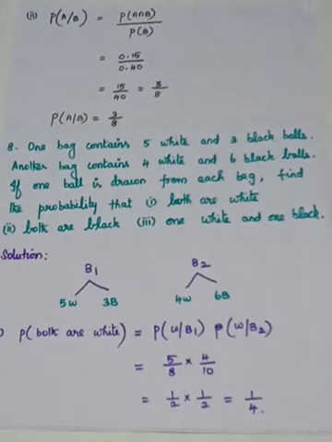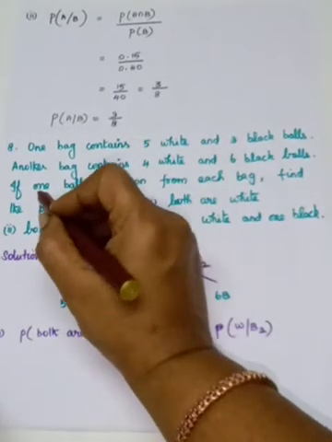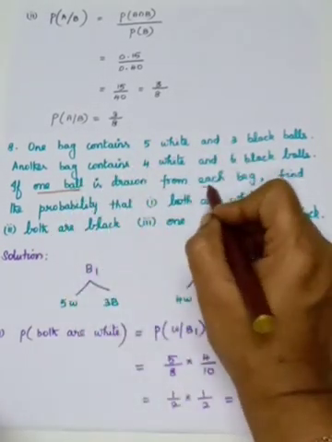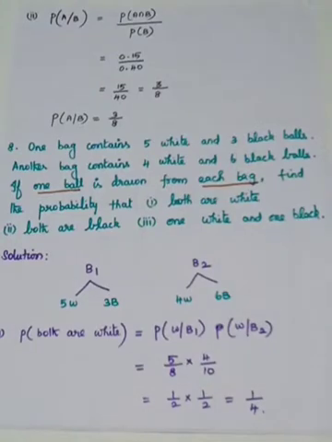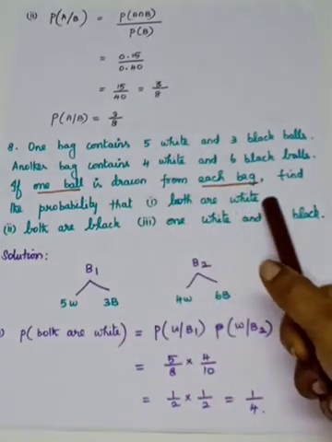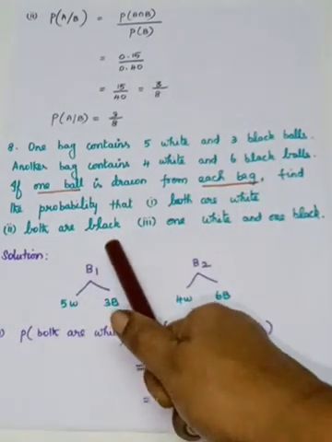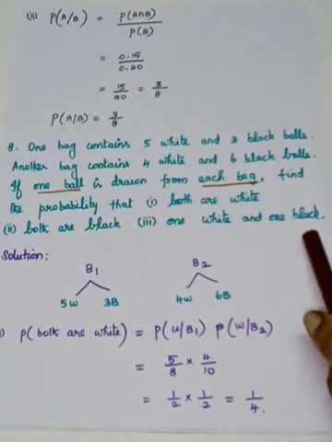You see the eighth one. One bag contains 5 white and 3 black balls. Another bag contains 4 white and 6 black balls. If one ball is drawn from each bag, how many balls are we taking? We are taking 2. We are drawing 2 balls. Find the probability that both are white, second, both are black, and third, one white and one black.